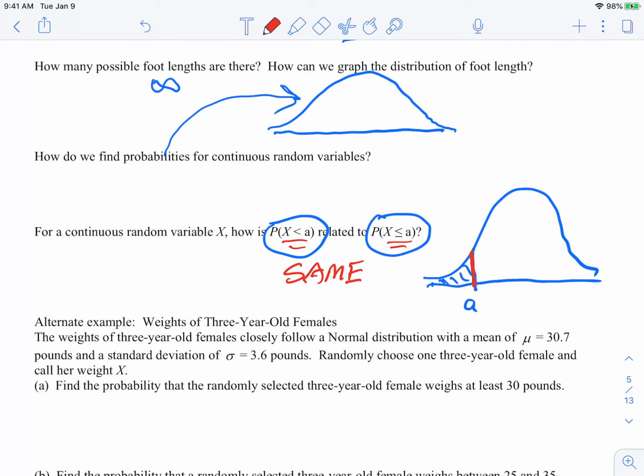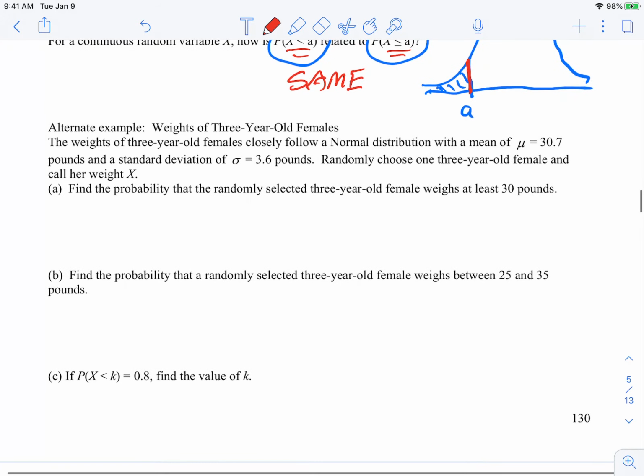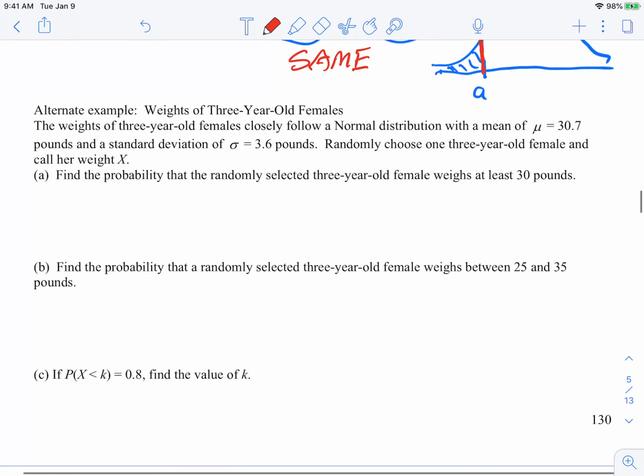So just make sure that you don't have to worry about that. You can say less than A, you can say less than or equal to, and it will mean the same thing. All right, so let's do a weight problem.